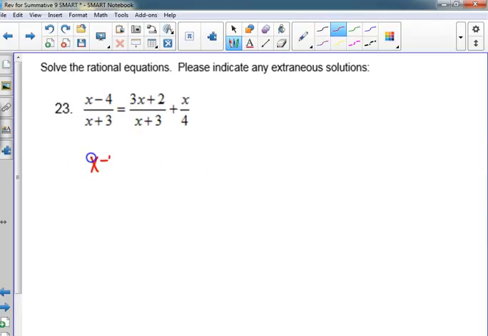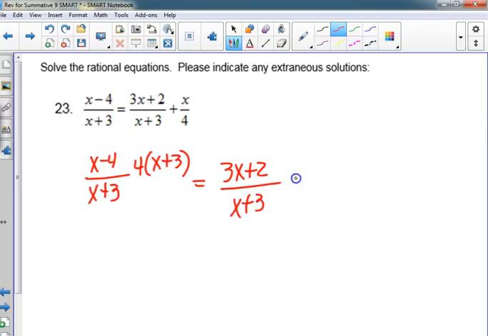Okay, I'm going to write it out because I don't really have room. Multiply by a 4 and an x plus 3. Multiply by a 4 and an x plus 3. Okay, guys, what happens?